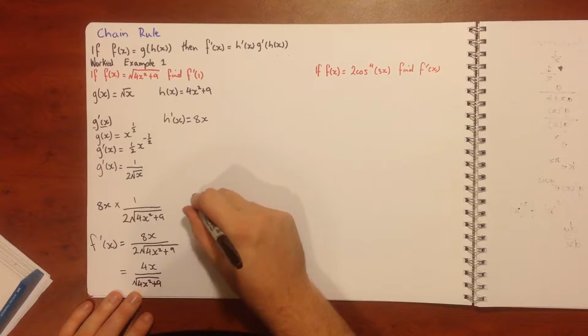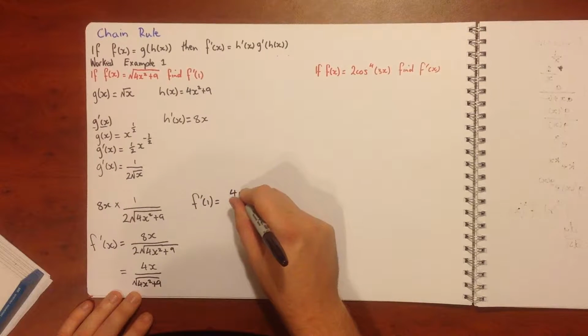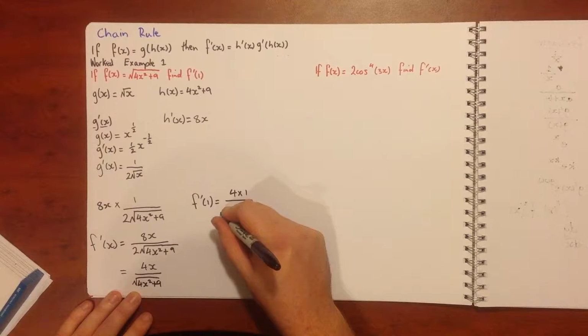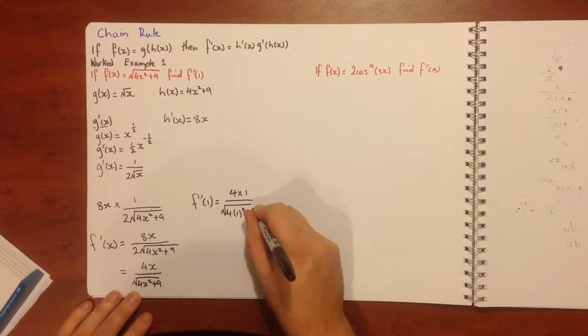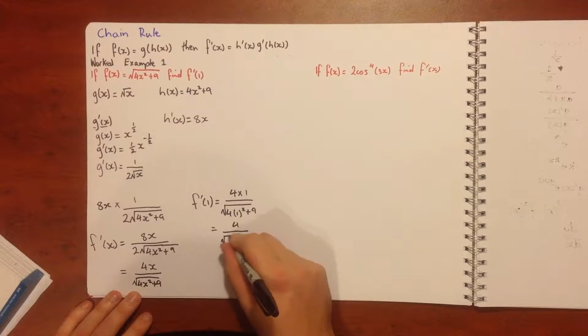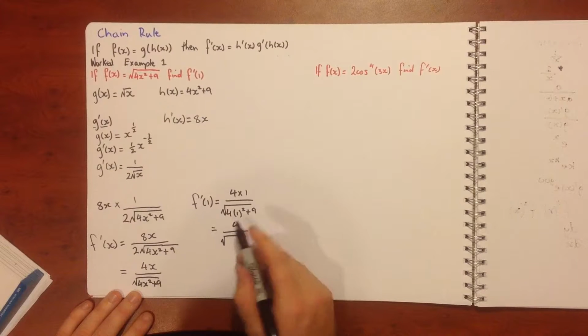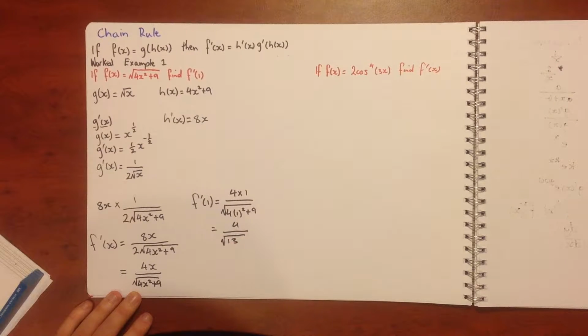So we need to go, well, f dash of 1 equals 4 times 1 over square root of 4 times 1 squared plus 9. That's going to be 4 over square root of, well, 1 squared is 1 times 4 is 4 plus 9 is 13.